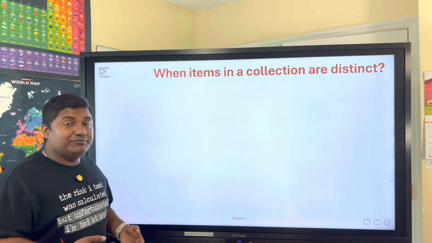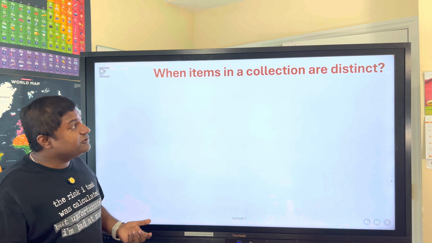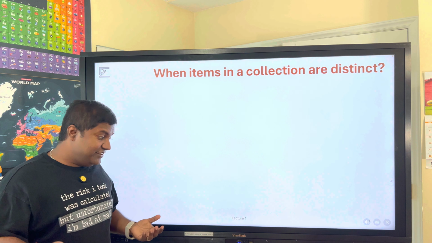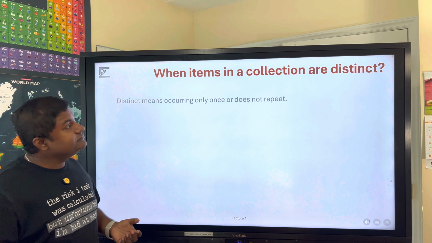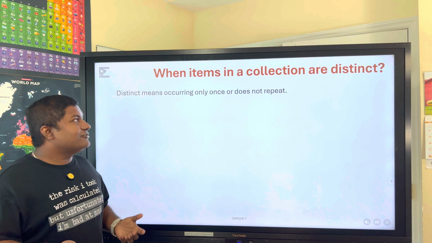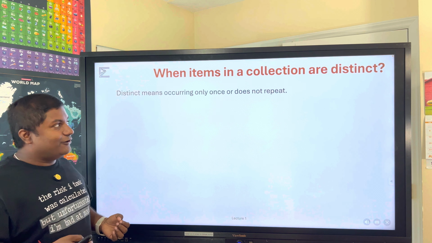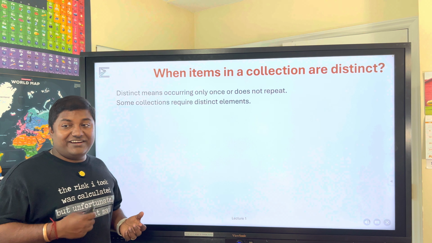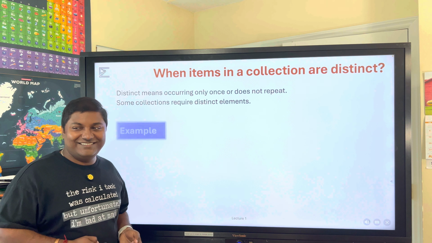We are done with importance of order. Now we are going to discuss distinctness. So let us discuss when items in a collection are distinct. Distinct means occurring only once, or the items do not repeat. Some collections require distinct elements.